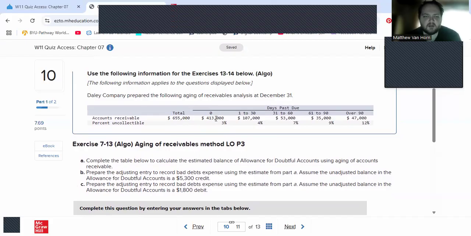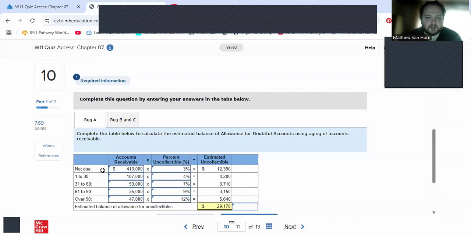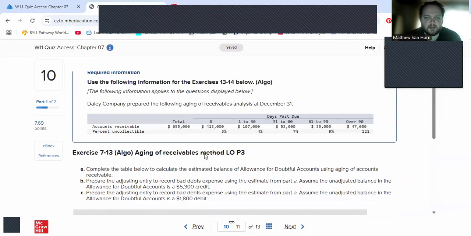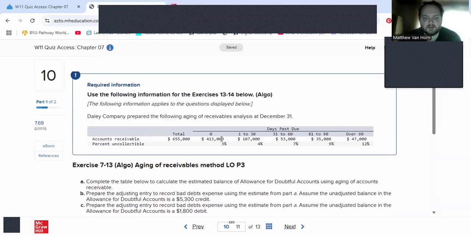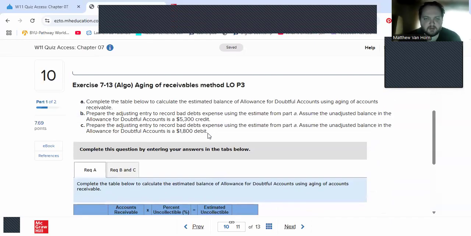So this number right here, the 655,000, that's very important. That's the total accounts receivable, so keep that in mind. We'll refer to this in a little bit. But anyway, for the first one down here, under the not due row, that's going to be 413,000 for the accounts receivable. The percent uncollectible for that one is 3%.